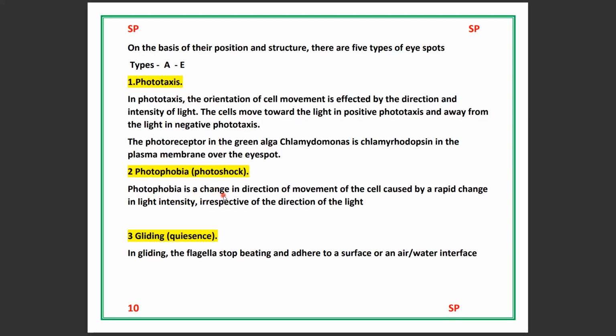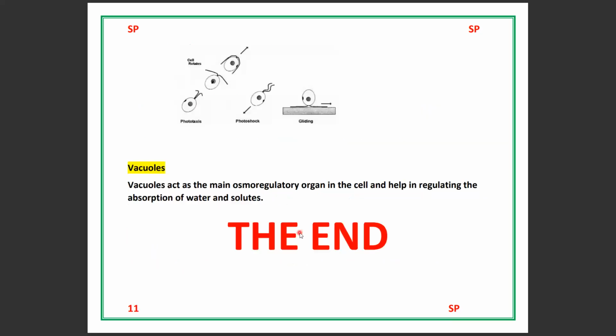Photophobia is the change in direction of movement of the cell caused by a rapid change in light intensity, irrespective of the direction of the light. They move away from the light side. They are called photophobia or photoshock. The third one is gliding. In gliding, the flagella stop beating and adhere to the surface, an air or water surface. So these are the three types: phototaxis, photoshock, and gliding.